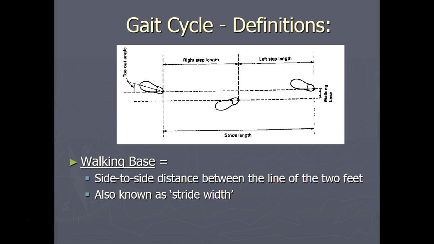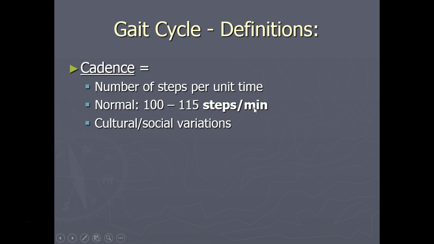What we see a lot of times is if the walking base tends to be wider or more narrow, then you see this a lot in injured patients, or when they're trying to reduce the amount of pain that they're in. So they'll adjust their walking base, they'll adjust their stride length, and they'll also adjust their step length as well.